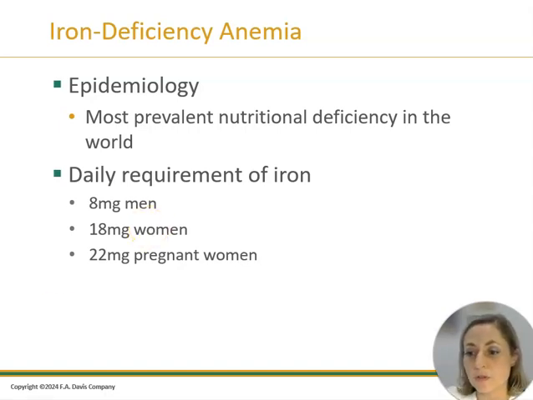So we're just going to talk about a few different types of anemia. We can't cover every single type of anemia that there is, but we'll just go over the most common ones, the ones that your book talks about. Iron deficiency is the most common anemia that there is.